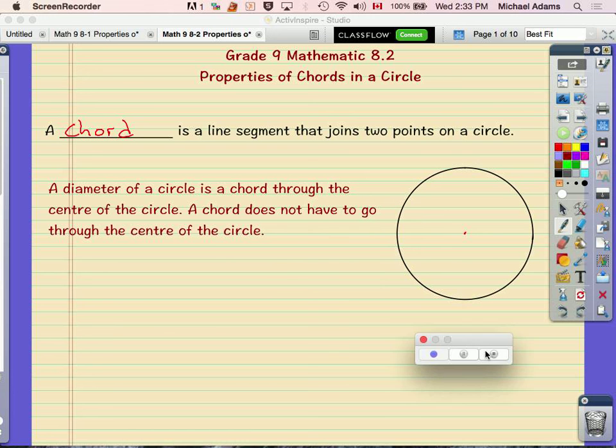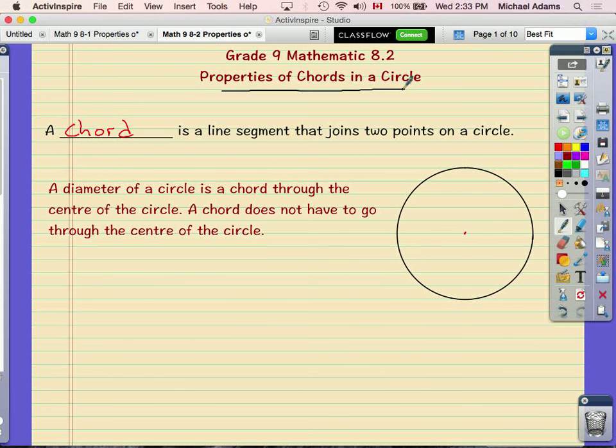Hi again, grade 9s. Okay, so right now what we're going to take a look at is what's called properties of chords in a circle. Now, to understand a chord, it's basically this. A chord is a line segment that joins 2 points on a circle.